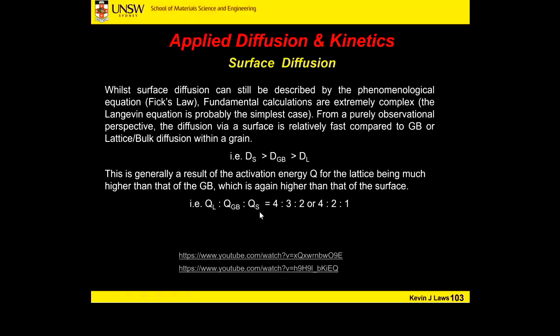All right. And typically, the ratio of these activation energies, and we've had a little bit of a look at activation energy for grain boundaries versus the lattice already. Typically, the activation energy in the lattice is 4 times that of the grain boundary relative to the surface. Okay, so these are the types of ratios that we're looking at here of our activation energies for those 3 different regimes or types of diffusion.